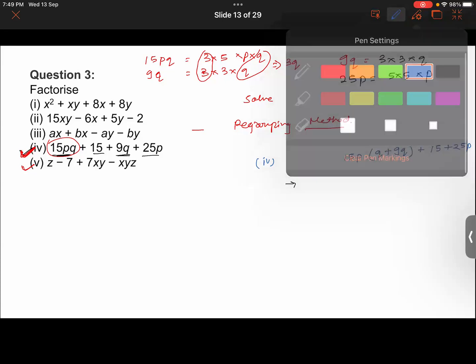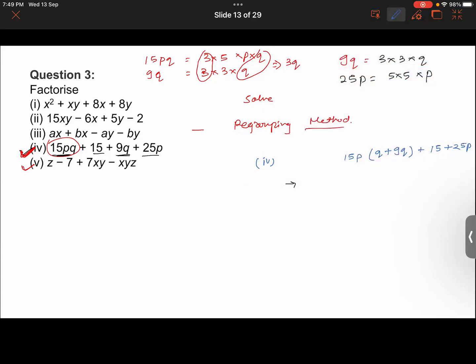Sir, I've got the answer to the fourth one. What is the answer which you have got? So it's 5P plus 3 multiplied by 3Q plus 5. Okay, let's see. Here you have 3Q as common. What we actually did, we grouped together 15PQ and 9Q, and the rest you will be writing as 15 plus 25P. In the two terms, the common term is 3Q. So you will be left with 5P plus 3 here. I can see your answer is correct here, Arhan.